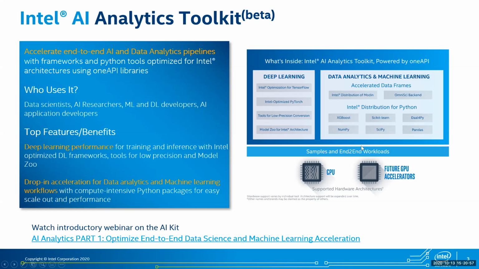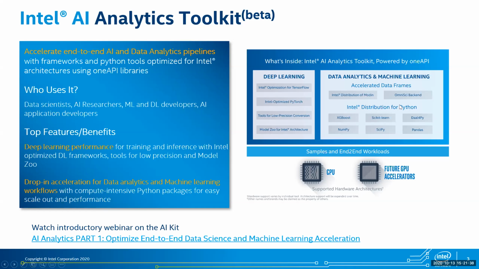So we provide both deep learning components and also data analytic and machine learning components. Inside it, you can have Intel optimization for TensorFlow, Intel Optimized PyTorch, and also a low precision conversion tool, Model Zoo. For machine learning, you can get XGBoost, Scikit-learn, Daal4py, Pandas, and also some accelerated data frame components like Modin.